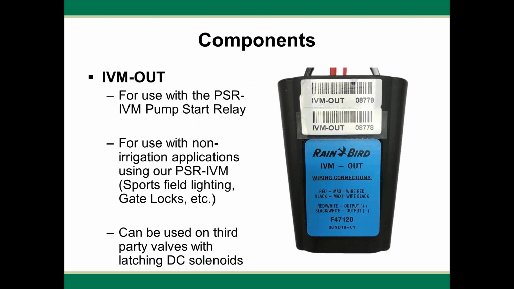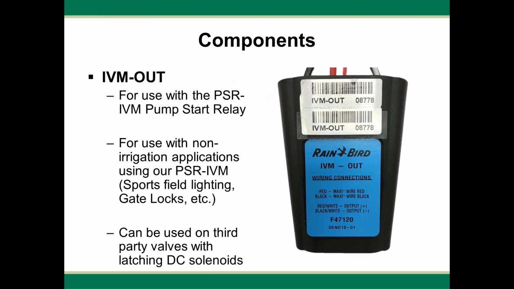Next component we want to talk about is the IVM OUT. This is an output module that we have specifically made so that it will accompany our IVM pump start relays. There is a specific pump start relay that we will have for the IVMs. As the IVM OUT and the IVM is latching technology, we do have a pump start relay that has a latching relay that's inside of it. The IVM OUT also allows us to be able to work with non-irrigation applications.